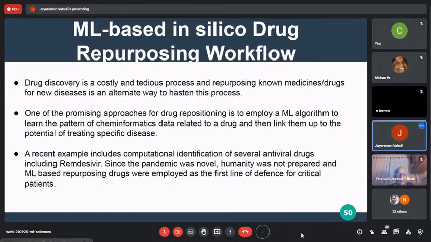Now, a recent example is the computational identification of several antiviral drugs, including remdesivir, and this has been essentially made possible by machine learning studies.